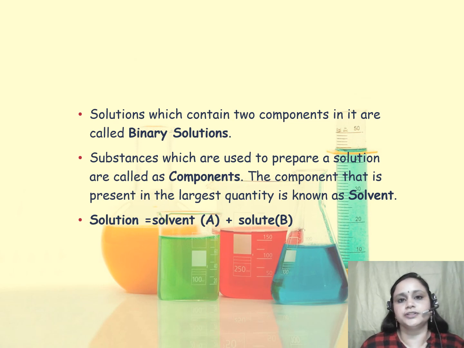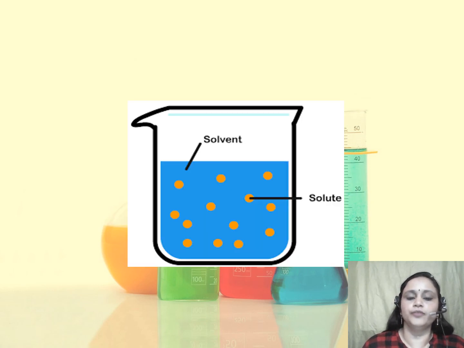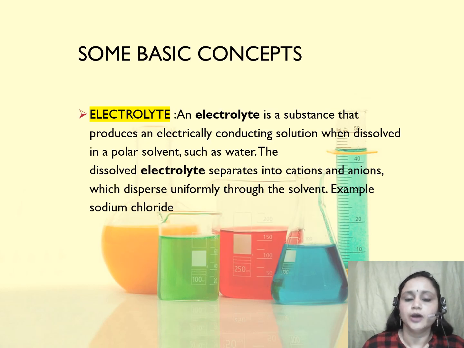Whenever a solution has two components, it is considered a binary solution. The component which is in more quantity is called the solvent, whereas the one in less quantity is called the solute. So we can easily see that the solvent particles and the solute particles are homogeneously mixed together. Before going further, let us understand some basic concepts.